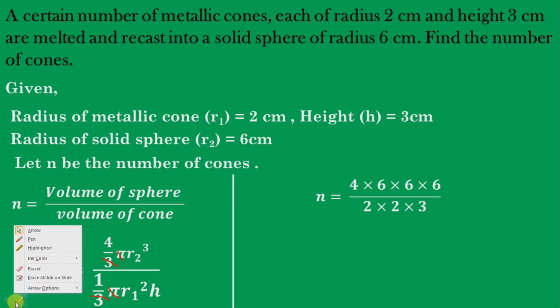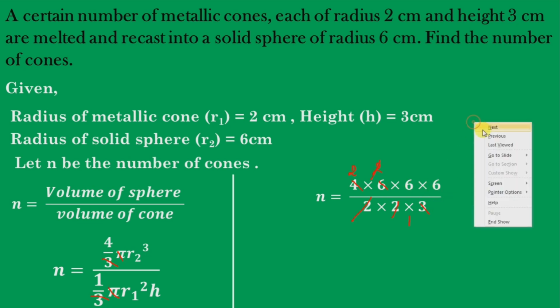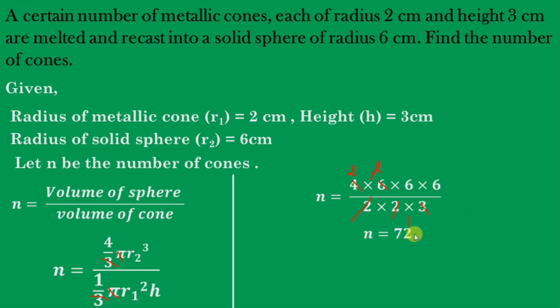Now 3 1s are 3, 3 2s are 6. So this 2 and 2 will get cancelled. 2 1s are 2, 2 2s are 4. So 2 6s are 12, 12 into 6 is 72. So n is equal to 72. Hence the number of cones is equal to 72.